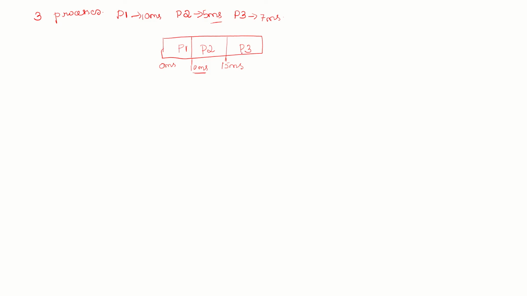Now which one comes into picture? P3. Now we will see how much time P3 takes. Here it is 7 milliseconds. So at 15 milliseconds P3 comes, at 10 milliseconds P2 comes. P2 comes at 10 milliseconds and it takes 5 milliseconds for the execution. So it completes at 15 milliseconds. So P3 comes at 15 milliseconds. So it takes 7 milliseconds for the execution. So we can say that P3 completes at 15 plus 7, that is 22 milliseconds. Okay. Now it is done.